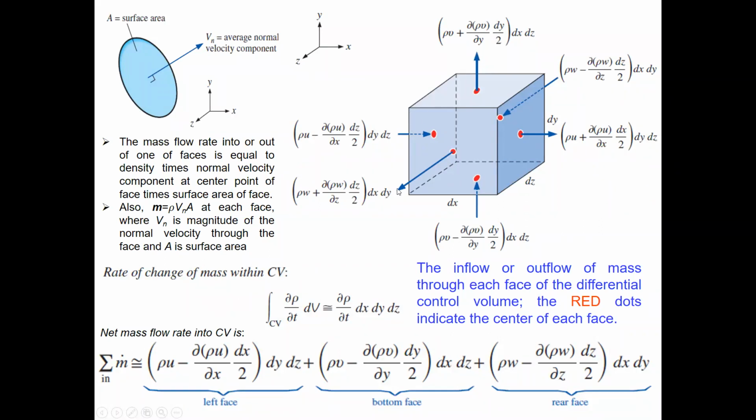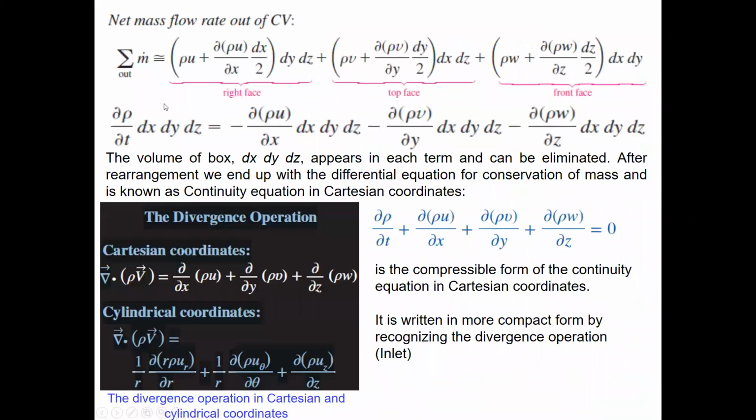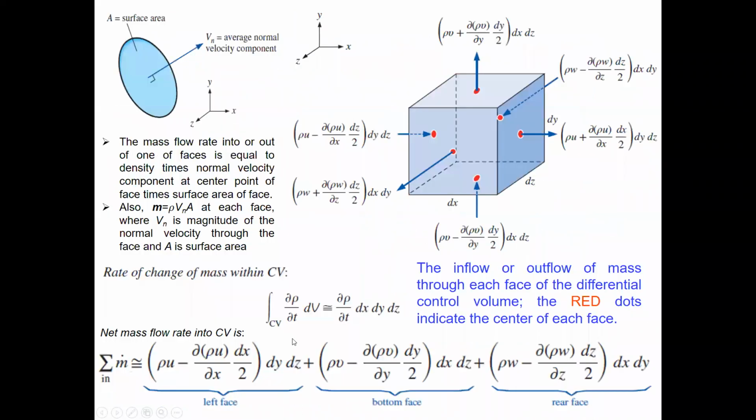This is for the left face. This is for the bottom face. This is for the rear face. Left, bottom, rear, that is back. If you go for the next ratio, net mass should be right face, top face, front face. All 6 faces are over. Now, you have to take this one.